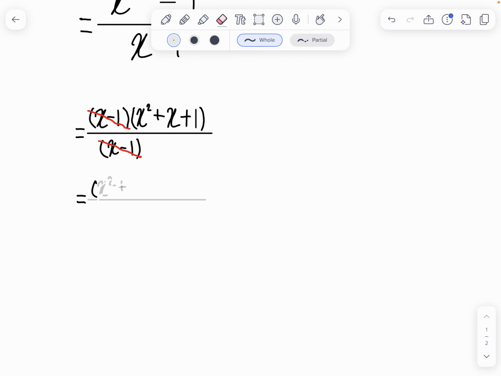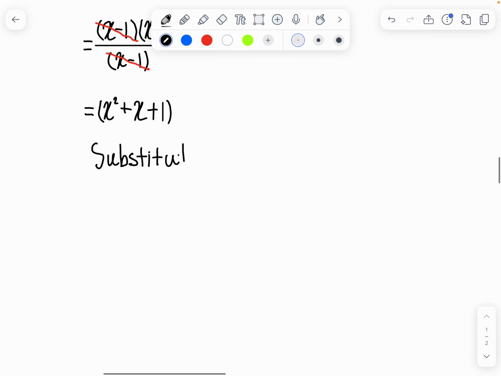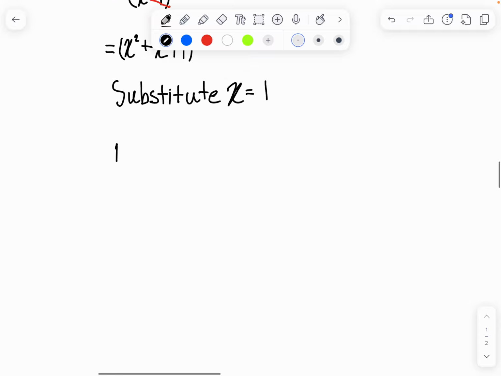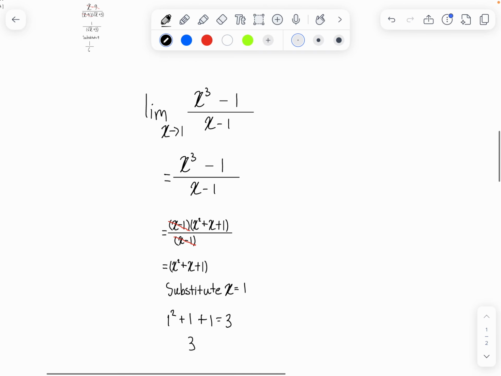Actually, it's too much work. Yeah. So we get x squared plus x plus 1, and now we substitute. The value we're substituting is, of course, what the limit is approaching. So we're going to be substituting x equals 1. So 1 squared plus 1 plus 1 equals 3. So the limit for this question is 3.